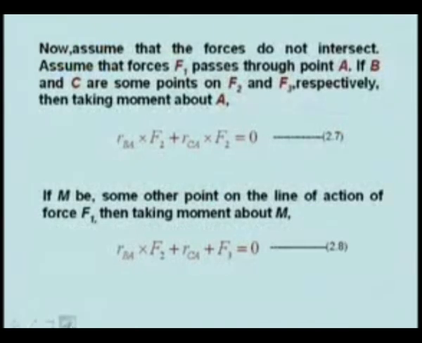Now assume that the forces do not intersect. If they do not intersect, they must be parallel. Assume that force F1 passes through point A. If B and C are some points on F2 and F3 respectively, then taking moment about A.